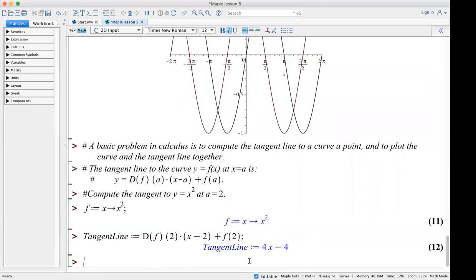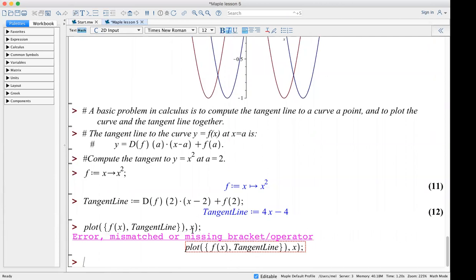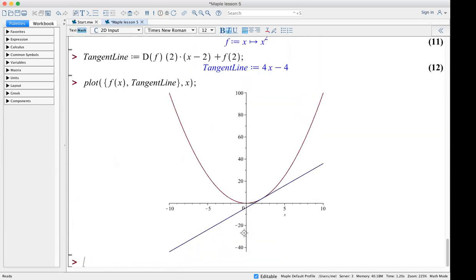That's the tangent line. So now if I plot together f of x and this tangent line, just a curly bracket there. Perfect. So this red is the parabola and the blue is the tangent line.